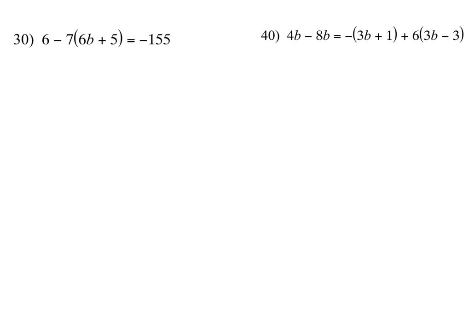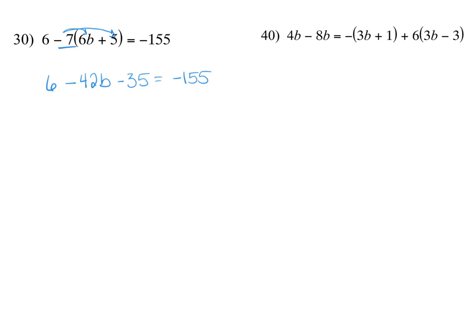You'll notice that, as I said, they get progressively more difficult. So you'll see them start to add distribution, and then you'll see them add variables on both sides of the equation. So if you have a distribution, you're going to have to distribute first, which means you leave the 6 alone and you distribute the negative 7. Negative 7 times positive 6b is negative 42b. Negative 7 times positive 5 is negative 35, and that equals negative 155.